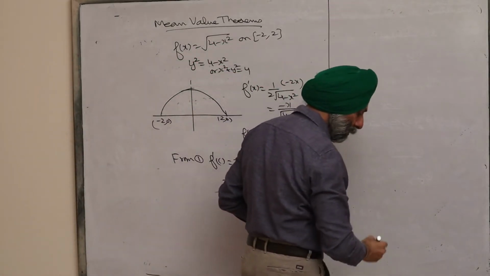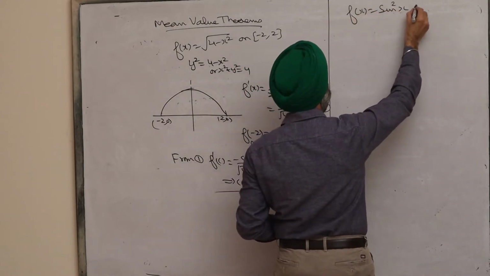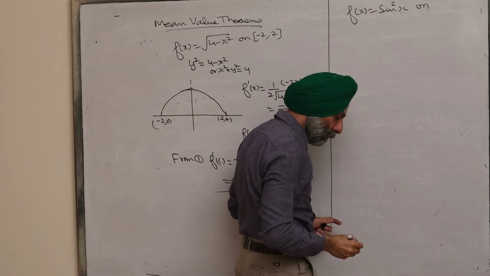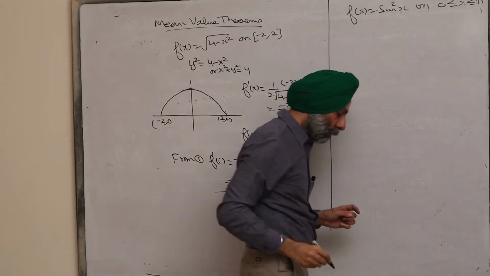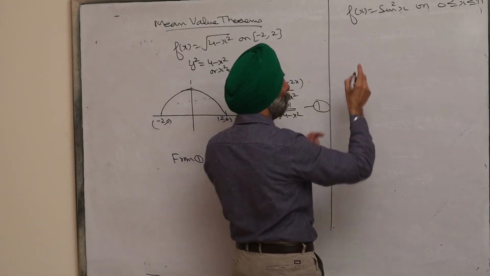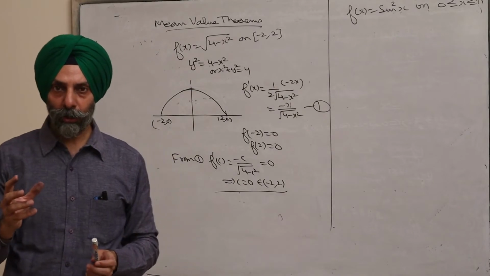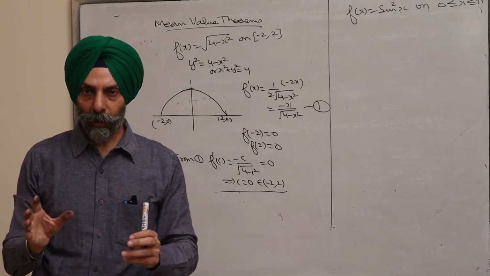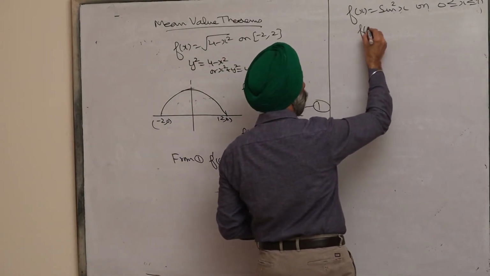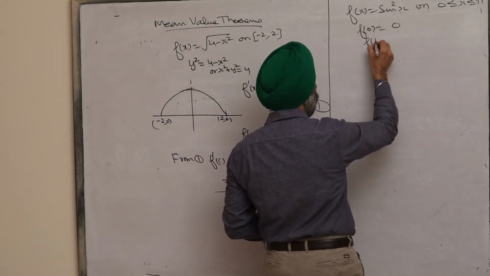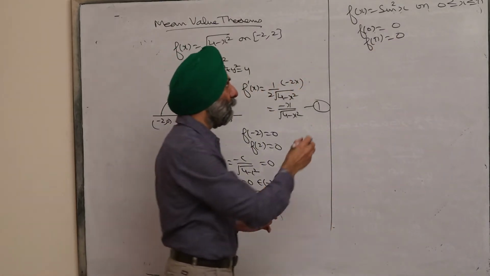Now next question is, verify Euler's theorem for the function f of x is equal to sine square x on the interval 0 is less than or equal to x is less than or equal to pi. Now sine square x, this being a trigonometric function, is continuous everywhere and is differentiable everywhere. Now what is f of 0? F of 0 is 0, f of pi, that is also 0. That means all the three conditions of Euler's theorem are satisfied.